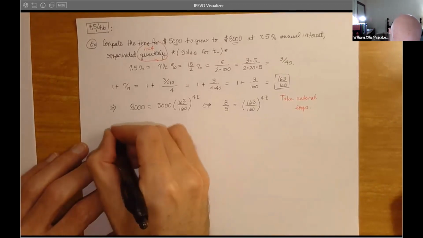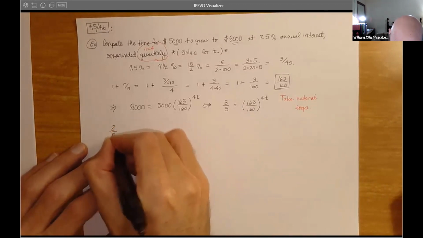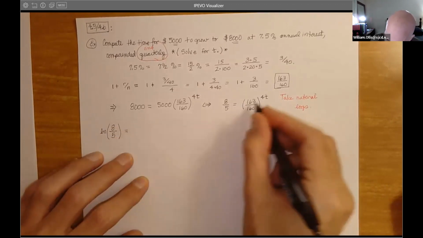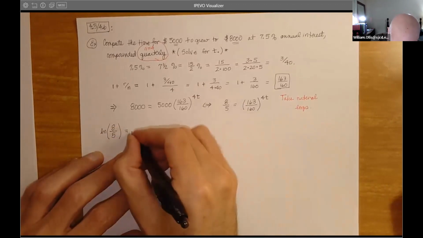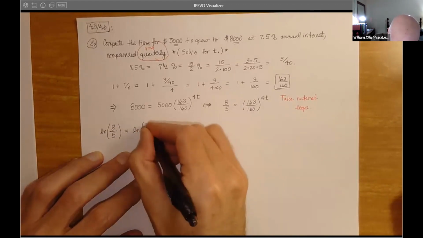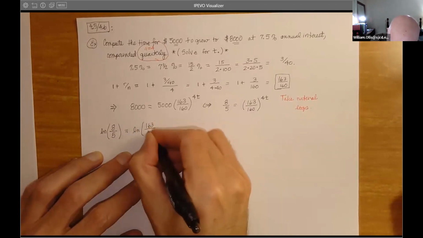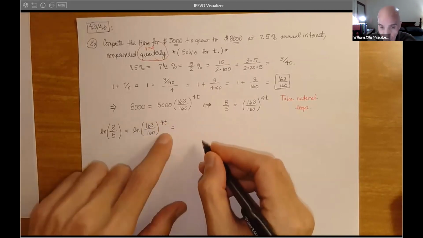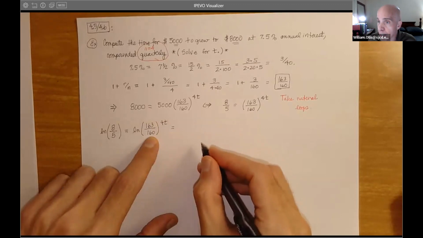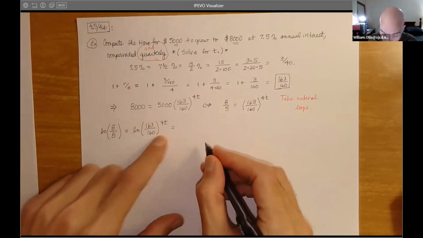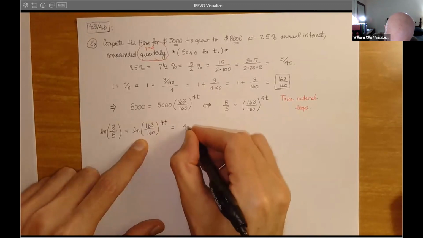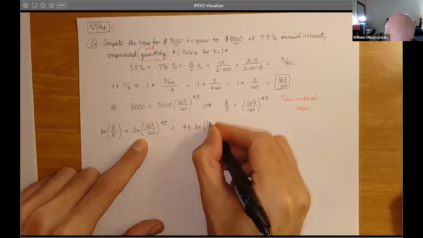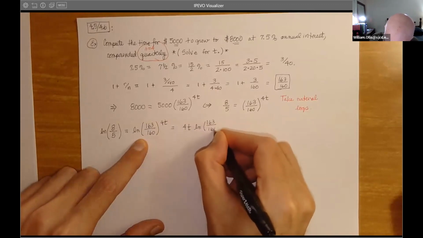So now we have natural log of 8/5. And I'll do this in 2 steps, even though you can usually consolidate it. Natural log of 163 over 160 to the 4t. And now, of course, by the power rule, this will work for any base or any power function. The 4t comes down. So we have 4t times the natural log of 163 divided by 160.